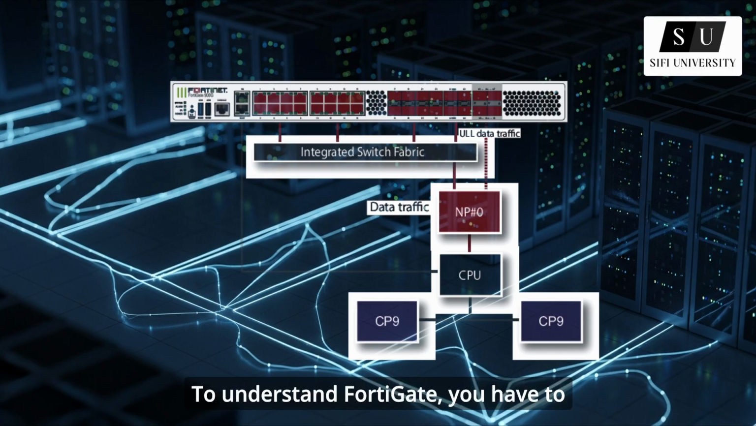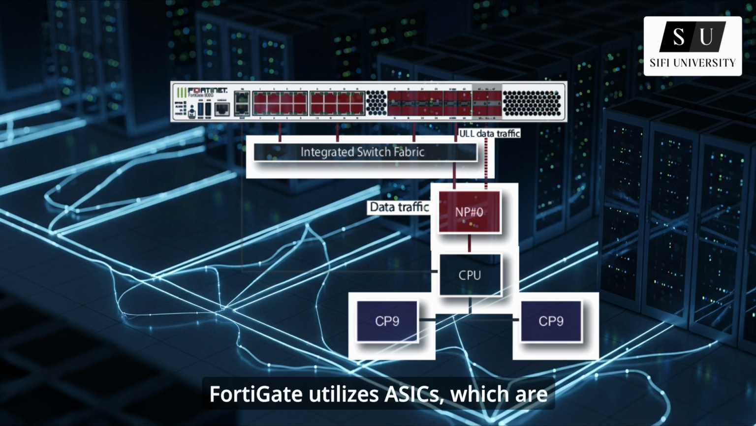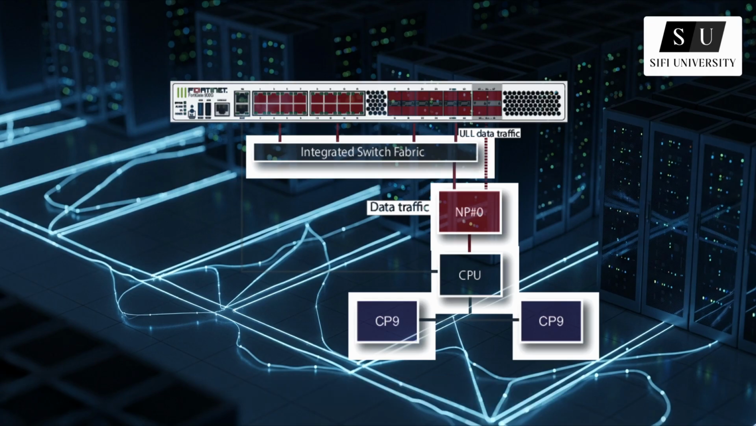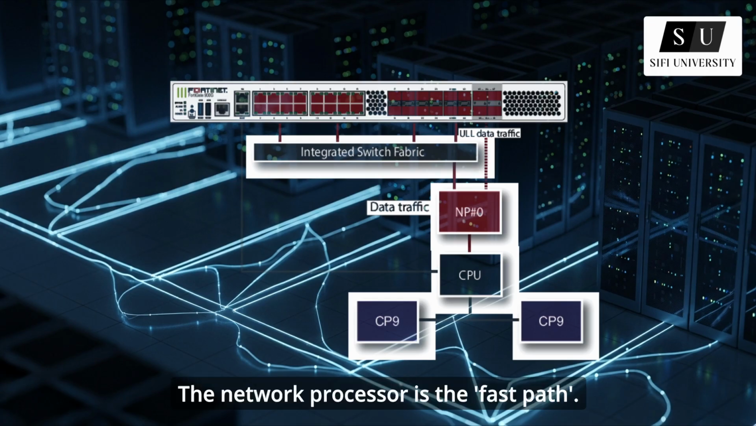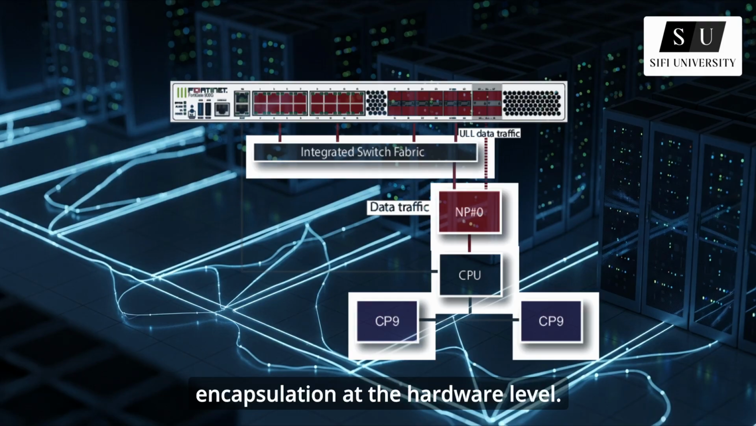To understand FortiGate, you have to understand the silicon. While competitors often use off-the-shelf processors, Fortinet utilizes ASICs, which are application-specific integrated circuits. We have the network processor and the content processor. The network processor is the fast part. It handles the heavy lifting of IPv4 and IPv6 routing, network address translation, and IPsec VPN encapsulation at the hardware level. This leaves the main CPU free for management tasks.